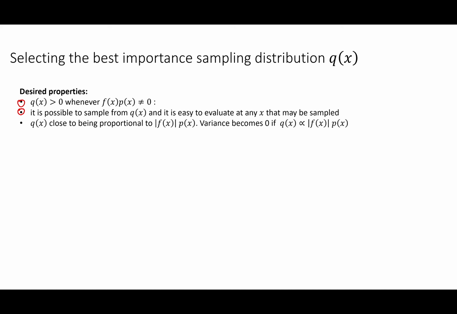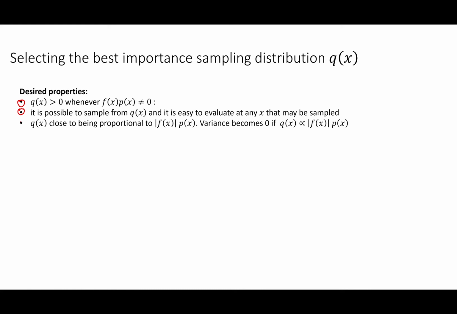Second, we want to be able to sample from q of x, because if we are not able to sample from it, it's completely useless. And also we want to be able to evaluate it at all these sampled x's. Again, if we are not able to evaluate it easily, maybe it will be tedious. We will just spend a lot of sampling time and processor time in our notebooks to sample or evaluate just the samples. So we have to be sure that it's easy to sample from and easy to evaluate.